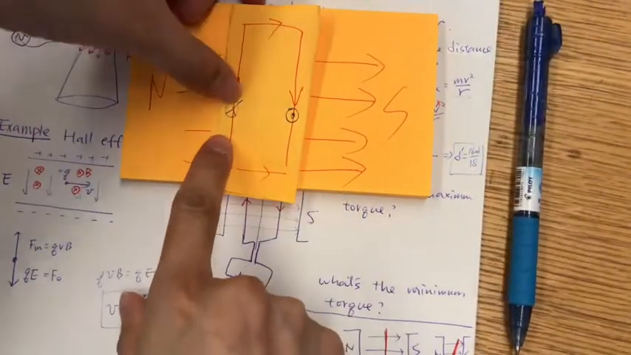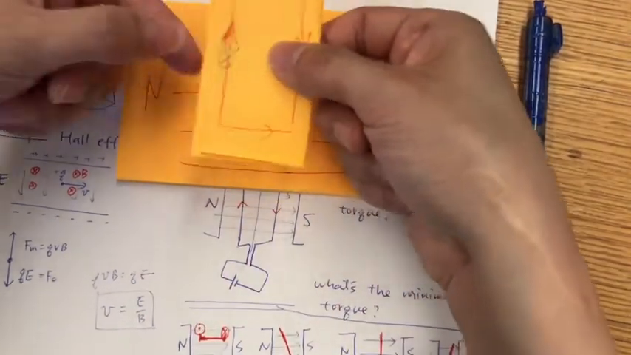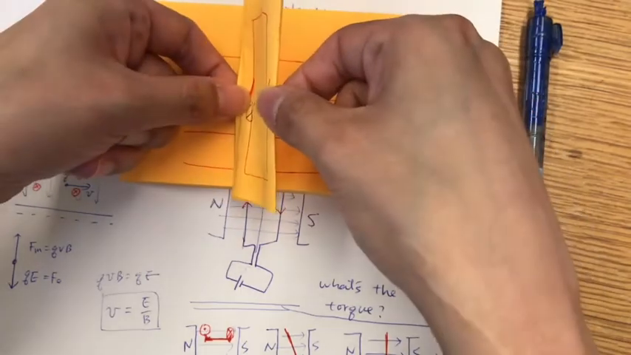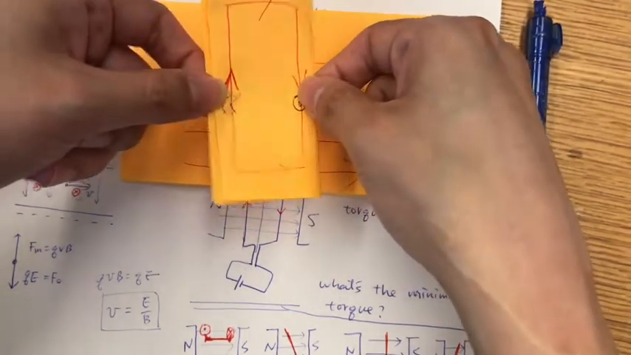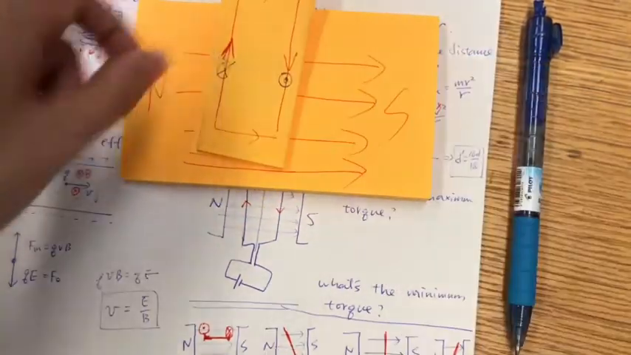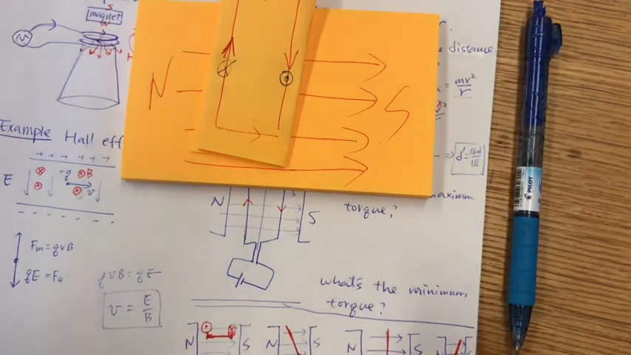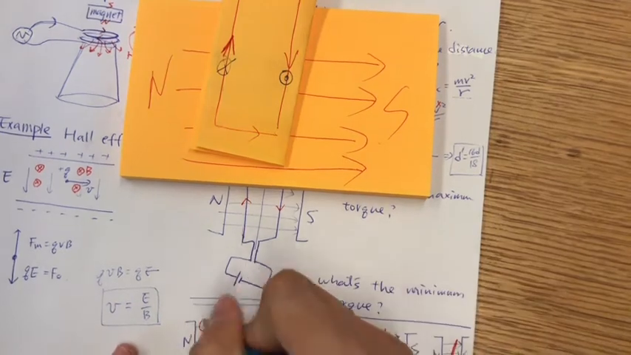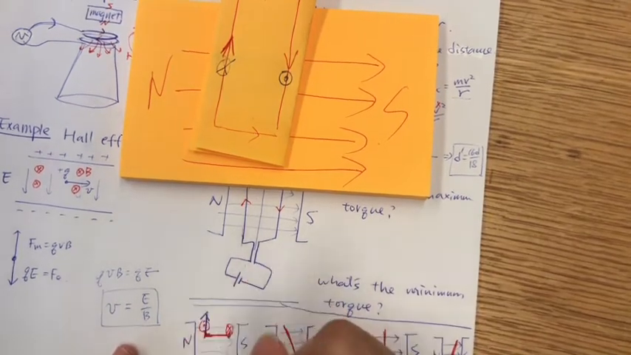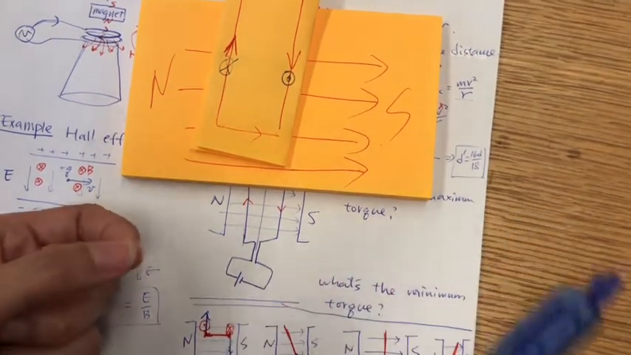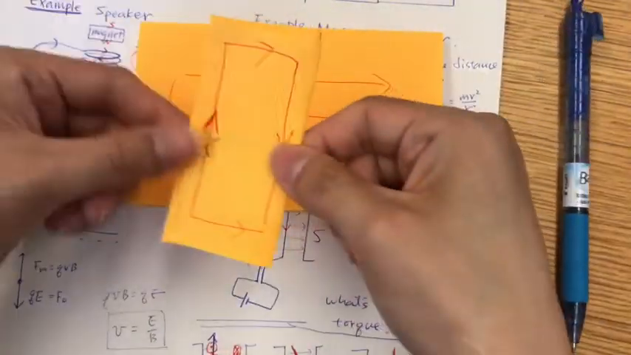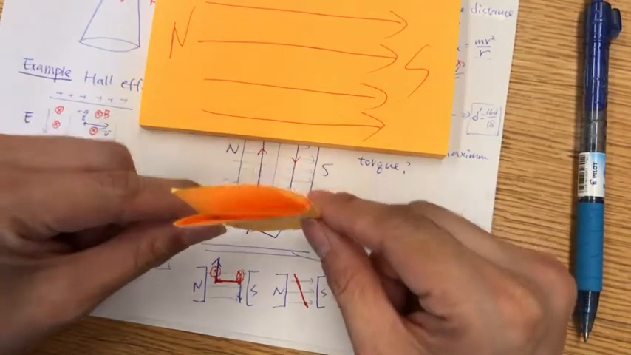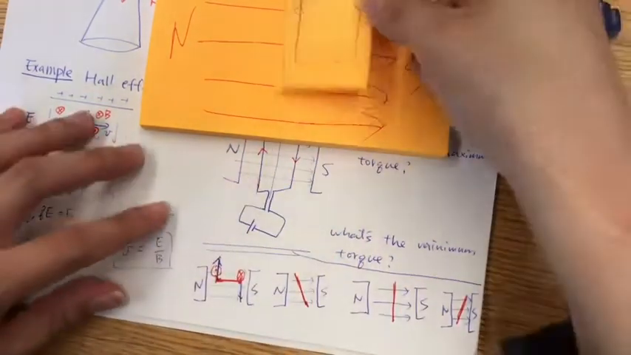If this end is into the page and this end is out of page, then this loop current will be pushed in this way. So this is the torque. At this moment, it will feel a torque pushing in this direction and this direction. It will be pushed, pushed, pushed. It will be pushed in this direction.